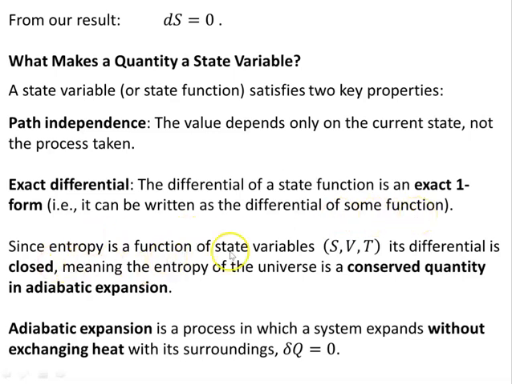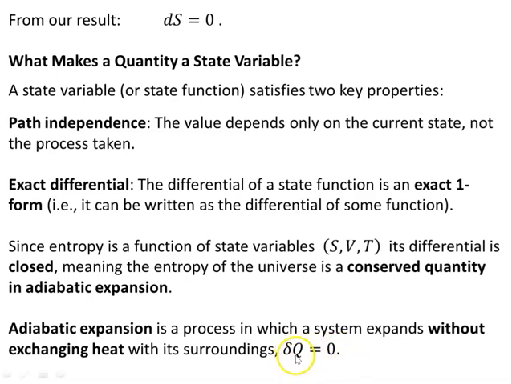Now, since entropy is a function of state variables S, V, and T, its differential is closed, meaning the entropy of the universe is a conserved quantity in adiabatic expansion, so dS is 0. Now, adiabatic expansion, I've mentioned those words without defining them, so here we go. Adiabatic expansion is a process in which a system expands without exchanging heat with its surroundings. So delta Q equals 0.